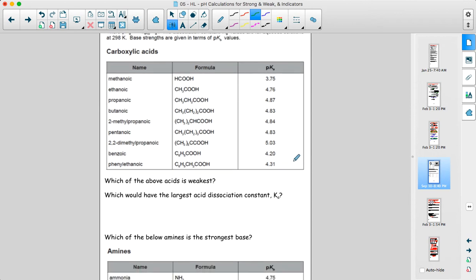So here's the table once again. Lots of examples that they can reference. They've given you their dissociation constants. So which of the above acids is the weakest? Well, if I have a p-value, then low means strong, so high means weak. The highest value that I see is this one, 2,2-dimethylpropanoic acid, which would have the largest acid dissociation constant. Largest Ka value is strongest, and that means lowest pKa. So for question 2, the answer would be methanoic acid. Of the ones listed here, this has the lowest pKa, which would associate with the highest Ka.